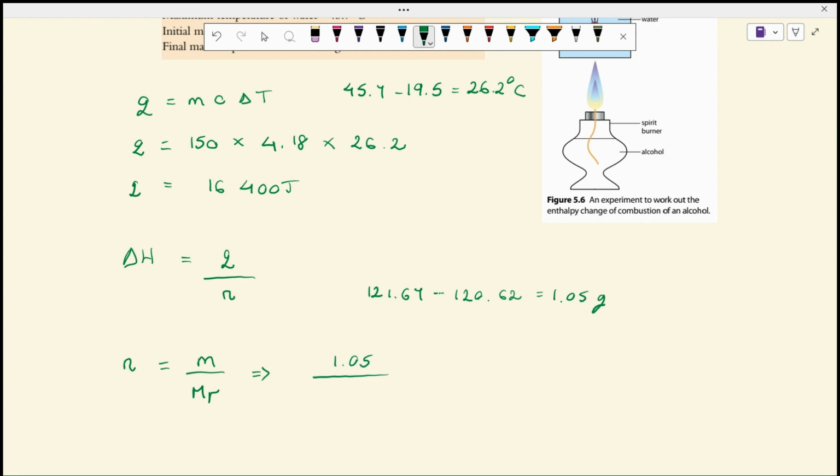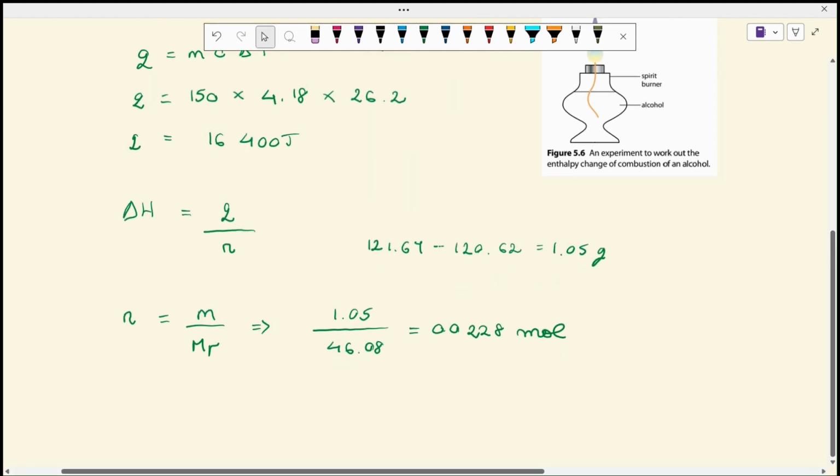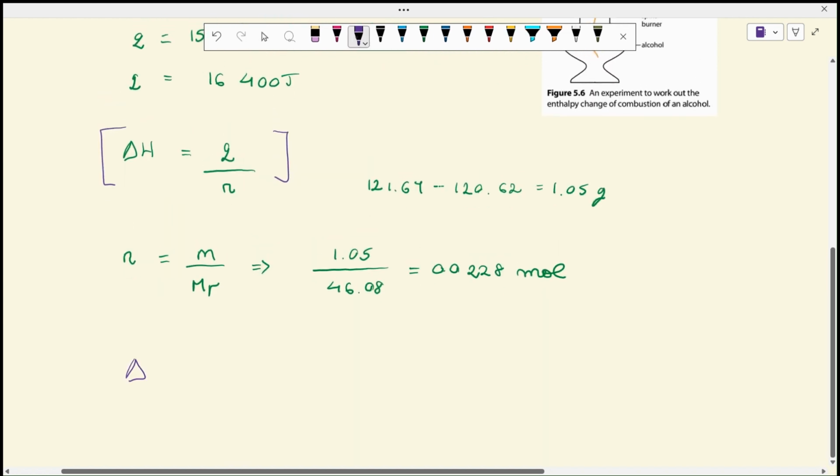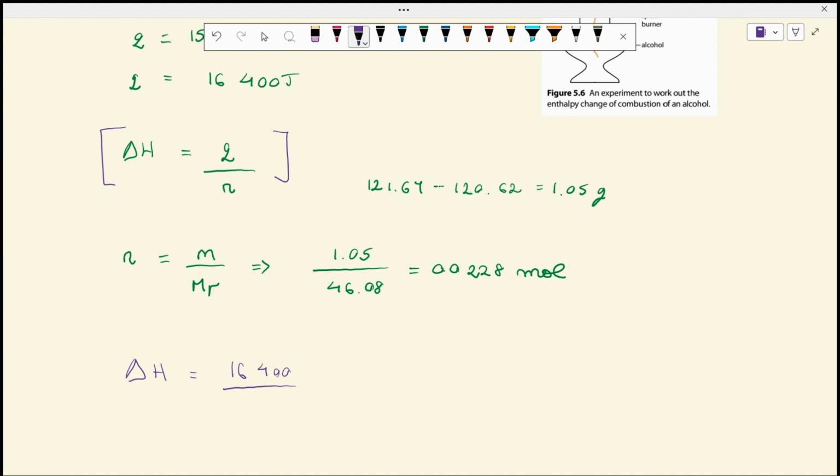We're dividing it by the Mr. The molar mass of ethanol is 46.08. Make sure to use the correct values from the data booklet. That gives us 0.0228 mole. Okay, those are the moles of the ethanol burnt. So now we can go back to this. Delta H is 16,400 joules divided by 0.0228. That will give you 721,000 joules per mole.